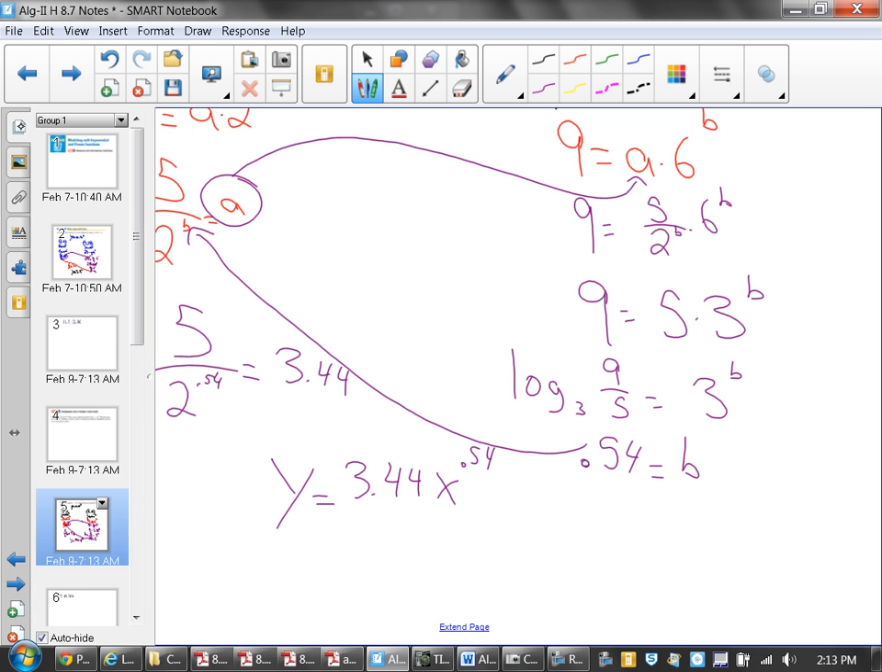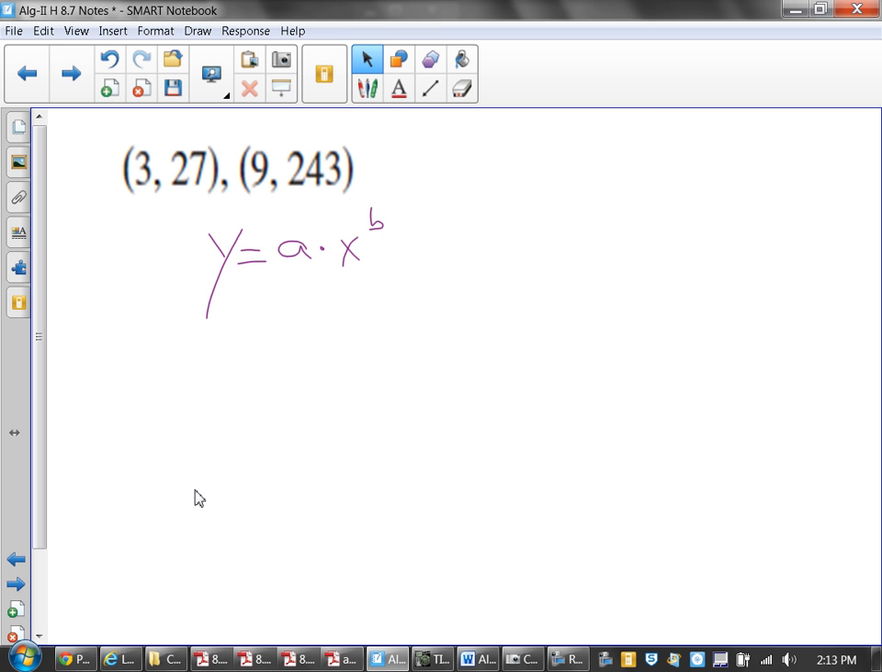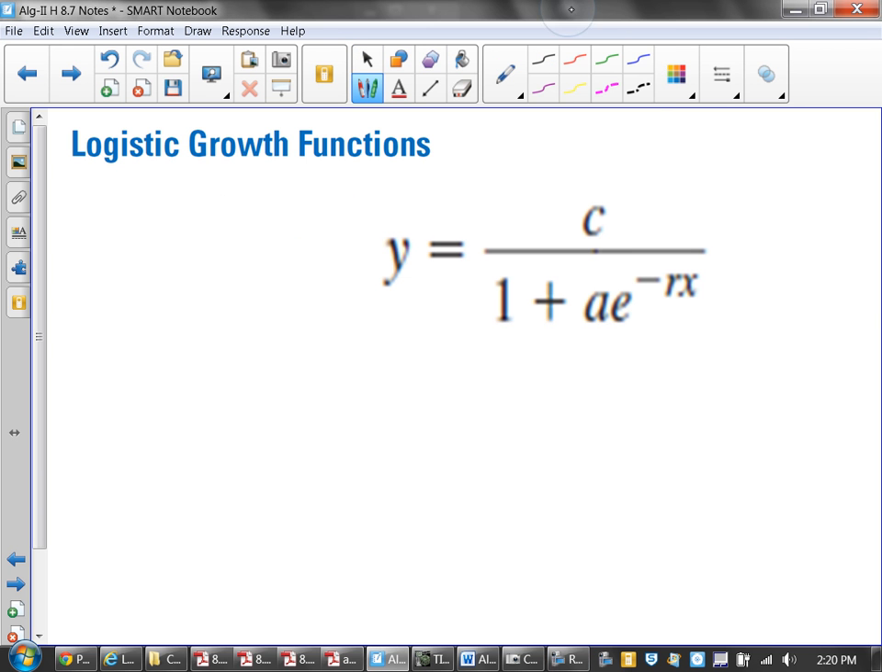So let's see here. I think I got another one of those here. Do this one real quick, it's a power. So it's going to be y equals a times x to the b. Try this one real fast. Let's see how we do. On the board? It's called the logistic growth model.